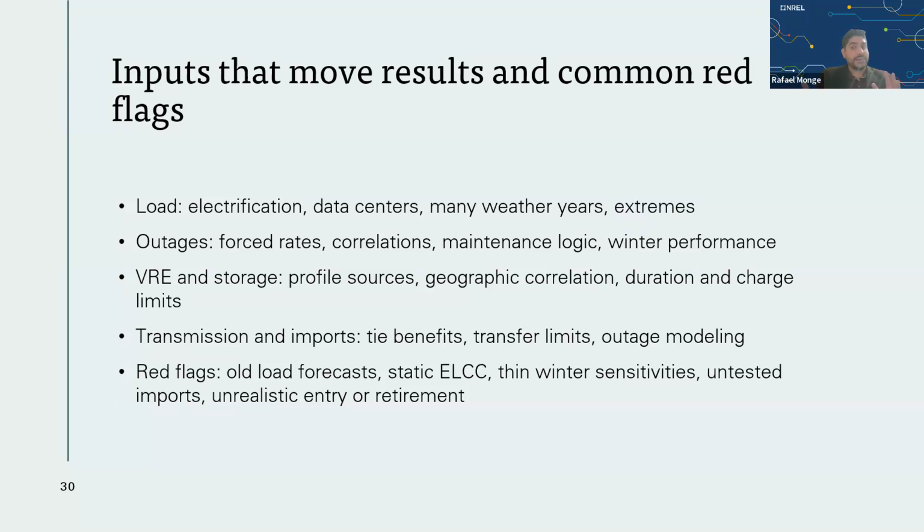And transmission inputs must be validated: confirm interface limits, plan outages on key paths, and how tie benefits were obtained. And also, if imports are relied upon during stress, there should be evidence that they are available and deliverable when neighbors are also stressed.